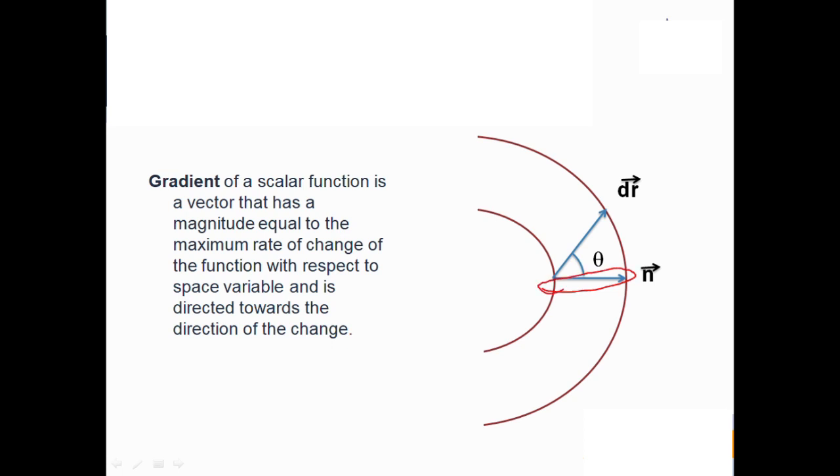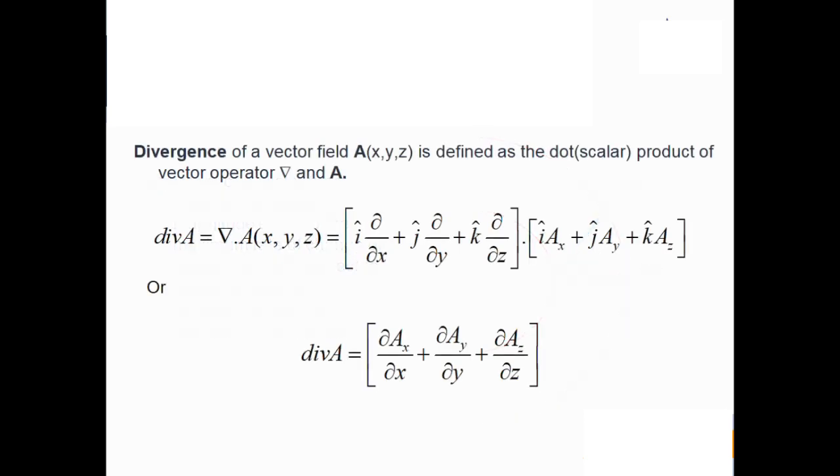So gradient can be defined as a vector which has a magnitude equal to the maximum rate of change. We calculated it as 4, and its direction is the direction of that change, which is along this path, which is the shortest distance between the two surfaces, or the maximum value of the rate of change of the function. So that is the physical idea behind gradient.